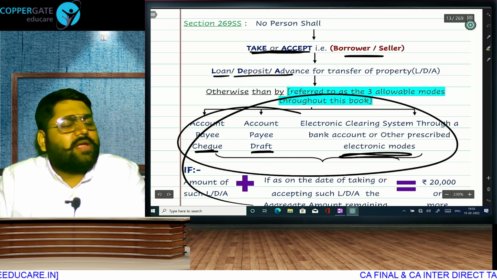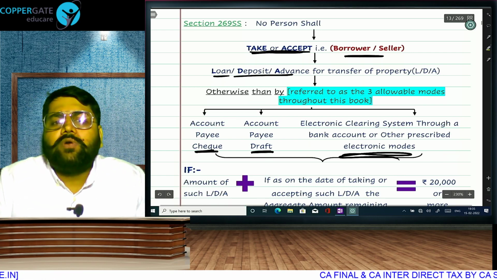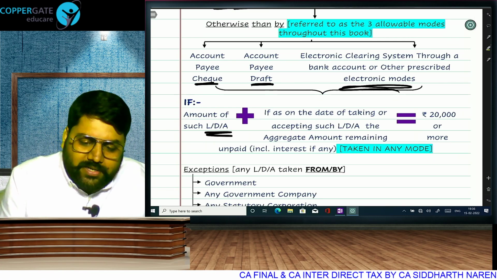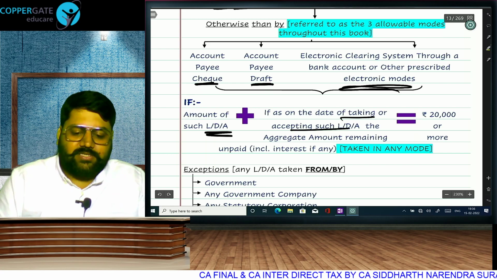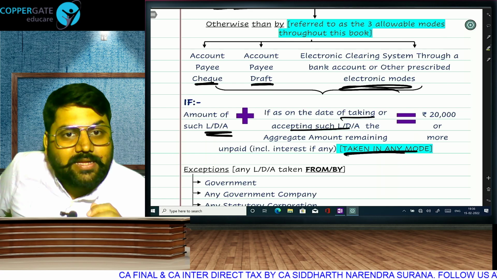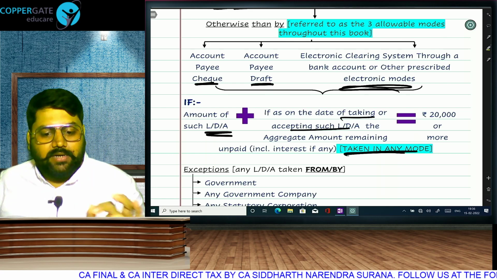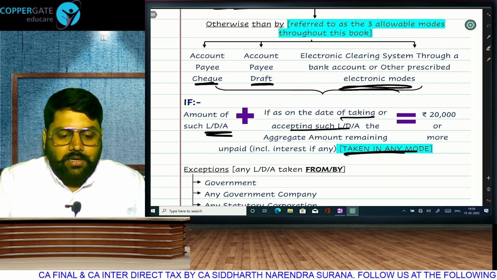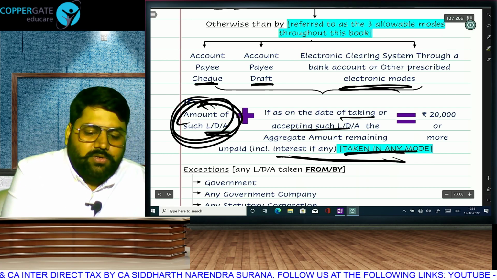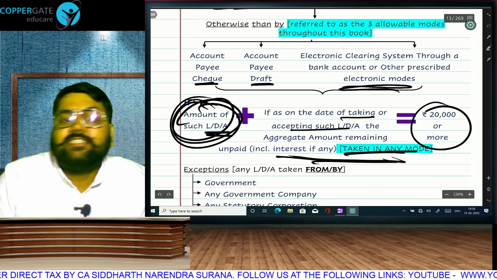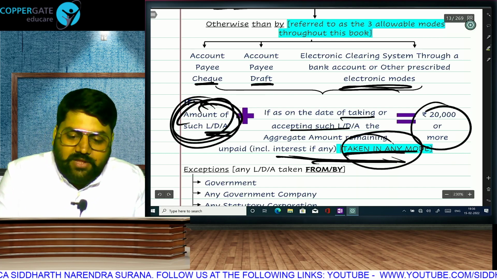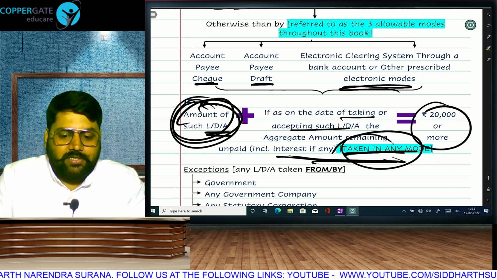These modes you can take whatever you want, but you will not be allowed to take a cash loan if the amount of the loan that you are taking, plus any loan you have already taken from the same party, including interest, and that can be taken in any mode. So earlier I have taken 1 lakh in check only, but that amount will also be counted for the total. So today's loan plus past loan, that total, if it is exactly 20,000 also, then today's loan you cannot take in cash. The past loan, even if it was taken in check, for the limit of 20,000, we will count it.